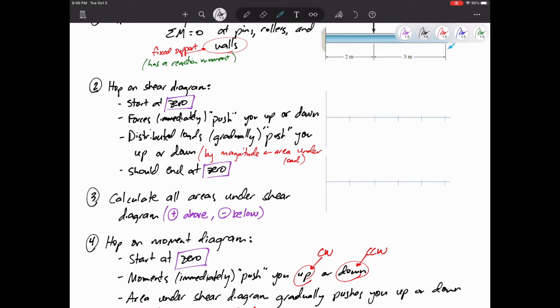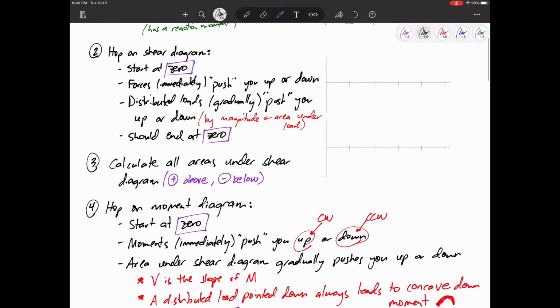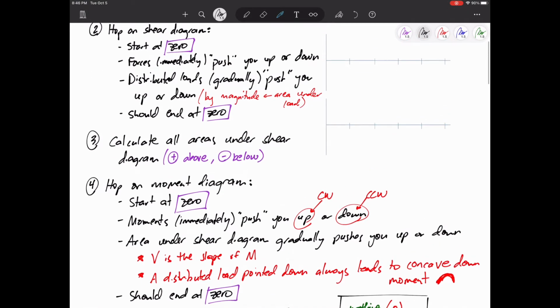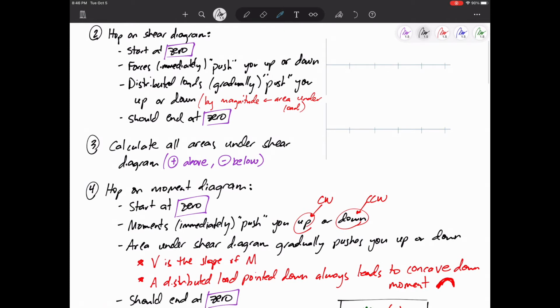So you can see these. And here I did put correctly that clockwise pushes the moment diagram up. Counterclockwise pushes the moment diagram down. Make sure you start and end everything at 0. And then 5, just double check that everything makes sense, right? V is the integral of the loading, M is the integral of V. Make sure that the maximum moment is where V is equal to 0, because that's where the slope is 0.